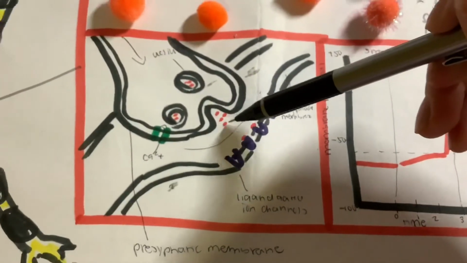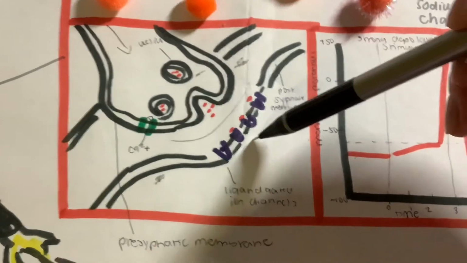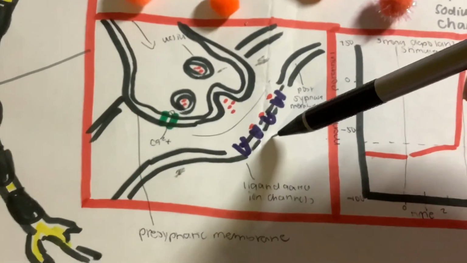These neurotransmitters then bind to the ligand-gated ion channels. This opens it, allowing movement of sodium and potassium ions.